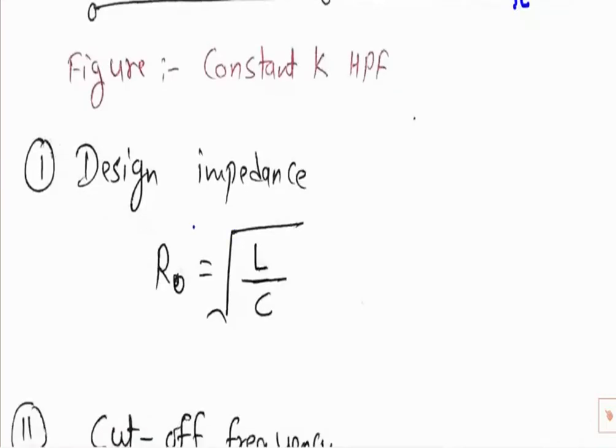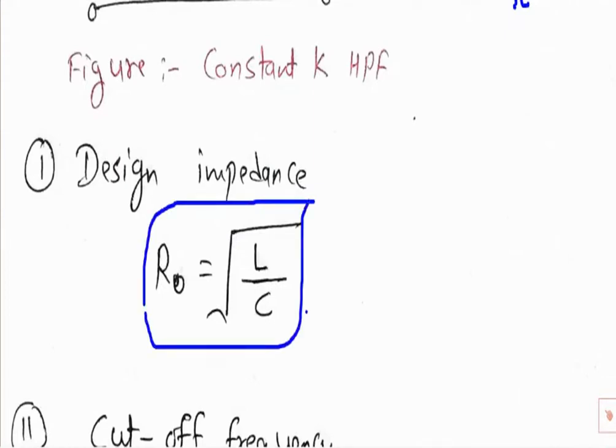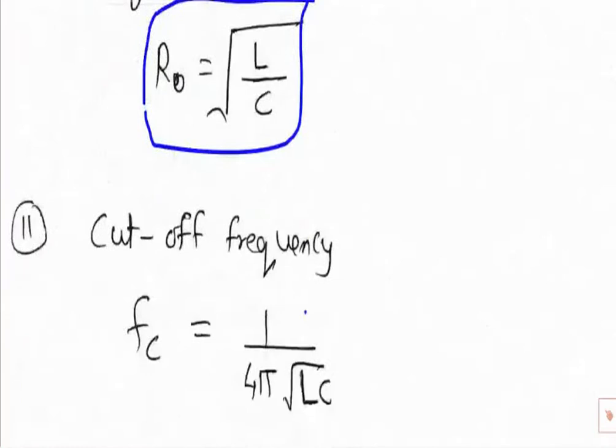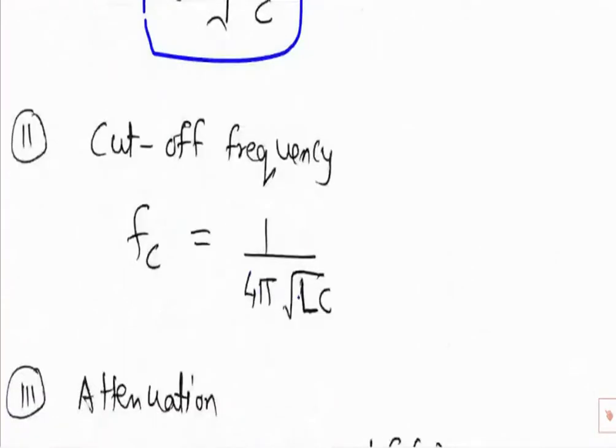Then the design impedance is the same as for the low pass filter. So R naught equals under root L by C. Now the cutoff frequency is different. Cutoff frequency is 1 upon 4 pi under root LC. So important: cutoff frequency is 1 upon 4 pi under root LC. This also comes by derivation, and we are not going into the derivation.